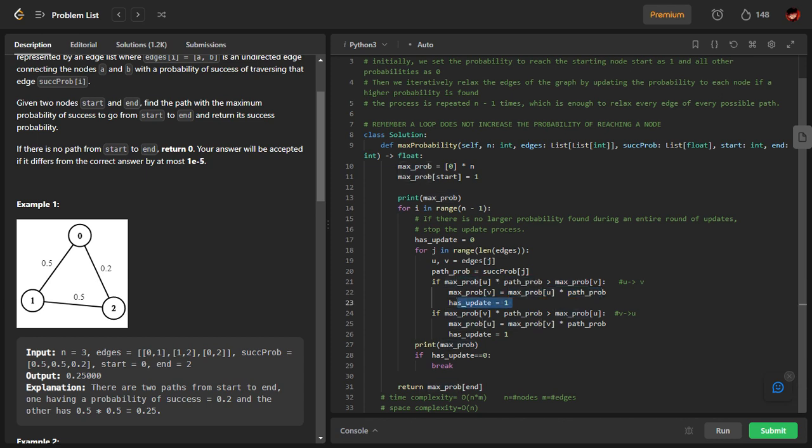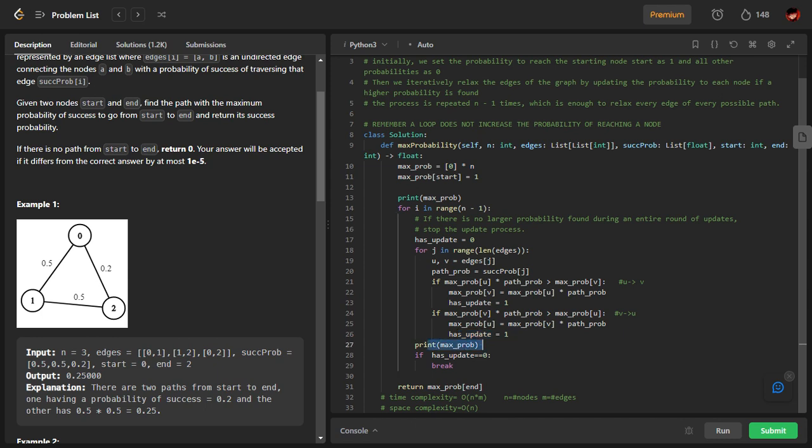Now we are going to take it first v to u. So now we are checking if the max probability of v multiplied with the path probability, just the reverse of it. Here u was mentioned, here now v will come. We are checking if it's greater than the max probability of u. If that happens, the same thing will happen again. This value will be changed to this value, and has update has been changed to 1. Then I'm printing it for your convenience.